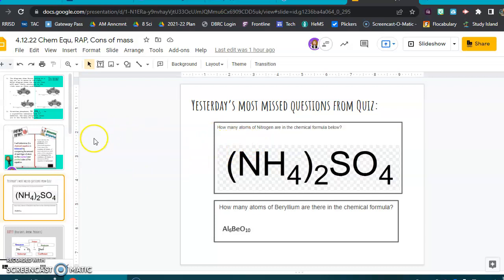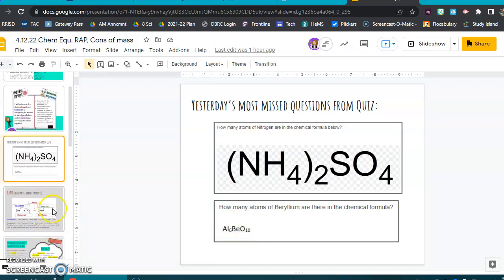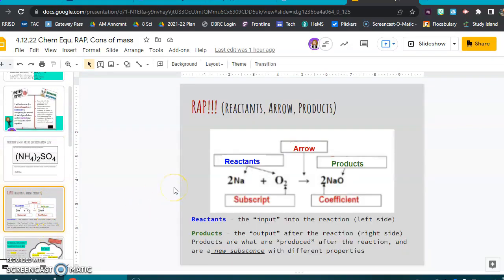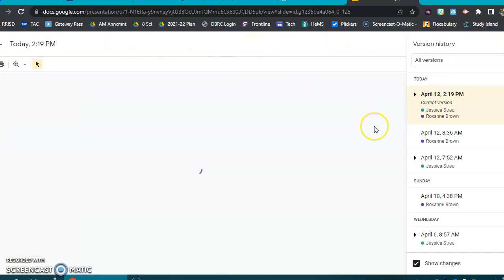How many atoms of nitrogen are there in the chemical formula below? Well, again, here's the subscript, so I have 1 times 2, and I'm only concerned about this, so that's 2. This question, how many atoms of beryllium? If we look up on our periodic table for beryllium, we notice that Be is, and how many here? We have just 1. Got some really wild answers. But here is the thing we want to talk about today in class.